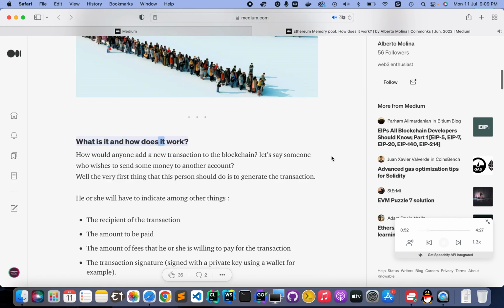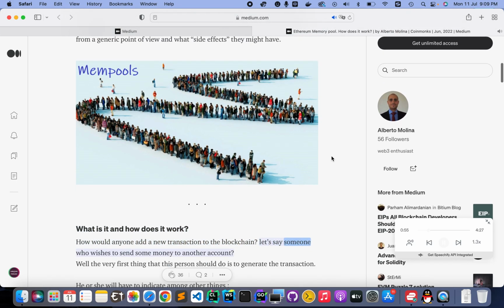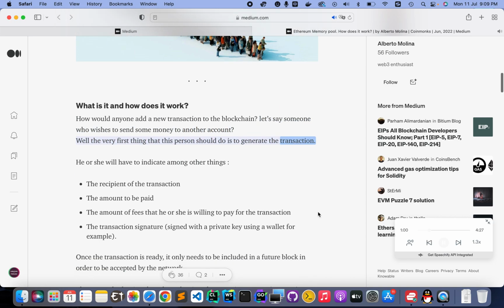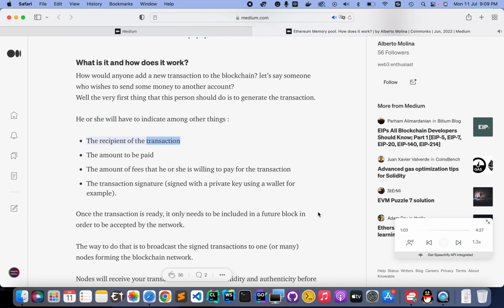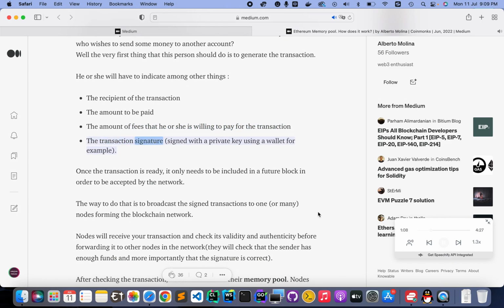What is it and how does it work? How would anyone add a new transaction to the blockchain? Let's say someone who wishes to send some money to another account. Well, the very first thing that this person should do is to generate the transaction. He or she will have to indicate, among other things, the recipient of the transaction, the amount to be paid, the amount of fees that he or she is willing to pay for the transaction, and the transaction signature, signed with a private key using a wallet, for example.